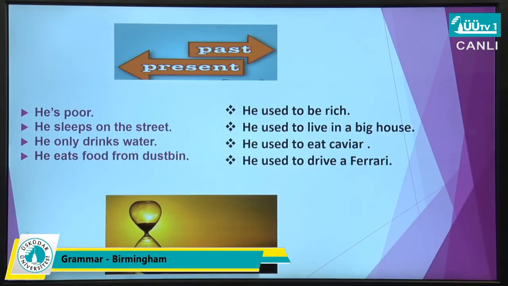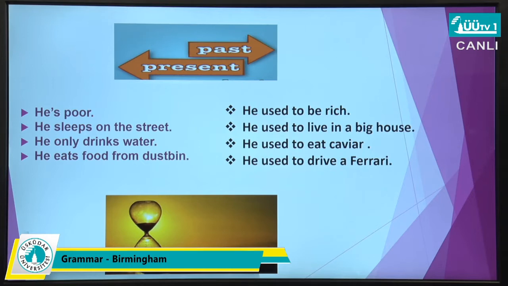Past and present. While I was using those sentences, you noticed I used a structure, which is used to. Here in the present time, you can see he is poor, but you can say in the past, he used to be rich. So we can say he used to be rich, but he is poor now. Next, you can say he used to live in a big house, but now he sleeps on the street. And you can say he used to eat caviar, but now he only drinks water.